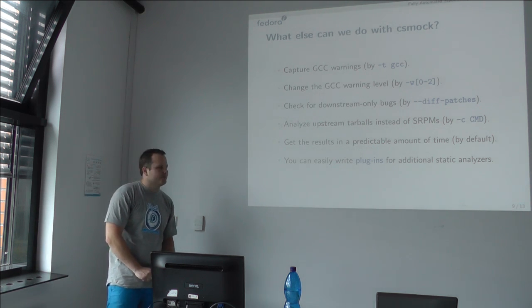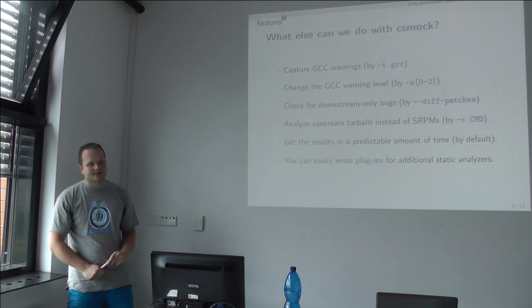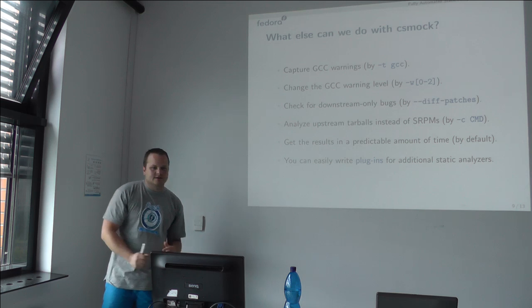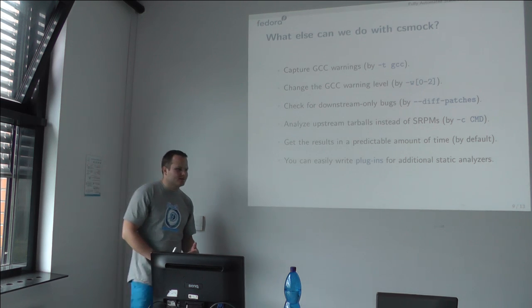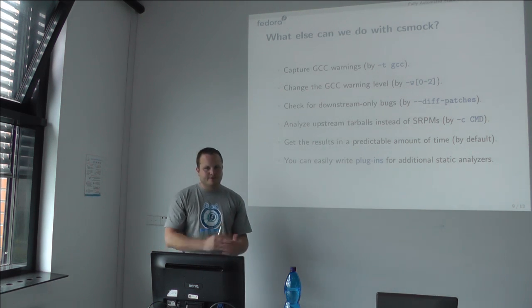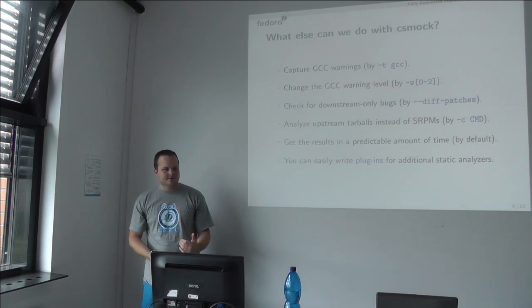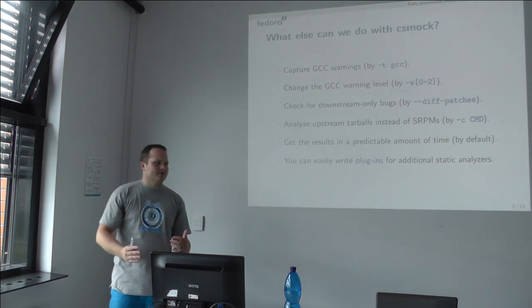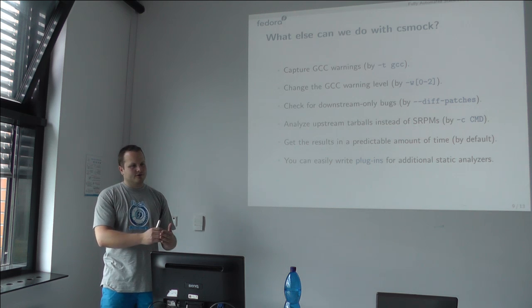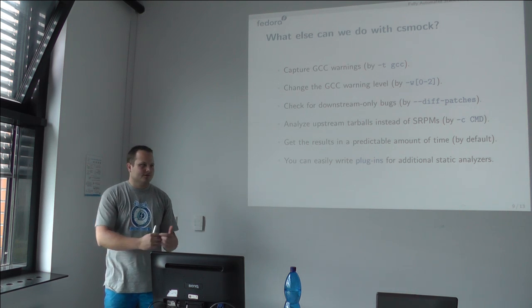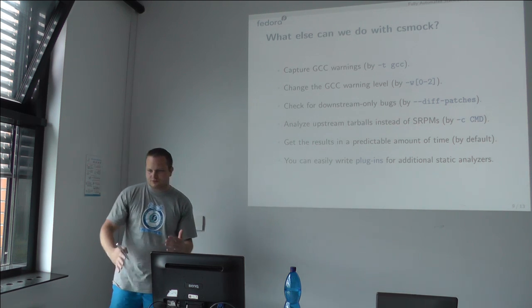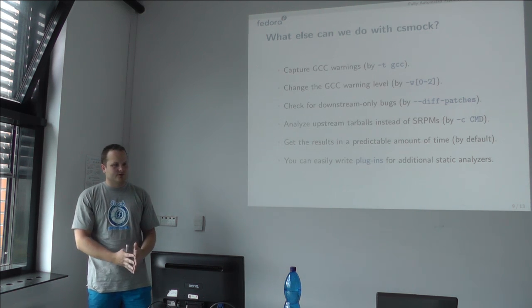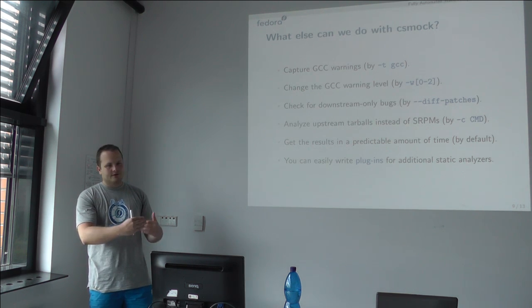Even if the package overrides the RPM defaults, we are still able to set the warning flags for the package. We can also check for downstream only bugs. So if we know that the package is regularly analyzed by upstream developers and they fix everything that is worth fixing and the rest is false positives, we can just check our downstream patches for bugs. So in this case we usually don't need to go through hundreds of bugs and just look at the 4 possible bugs, for example, in our downstream patches.